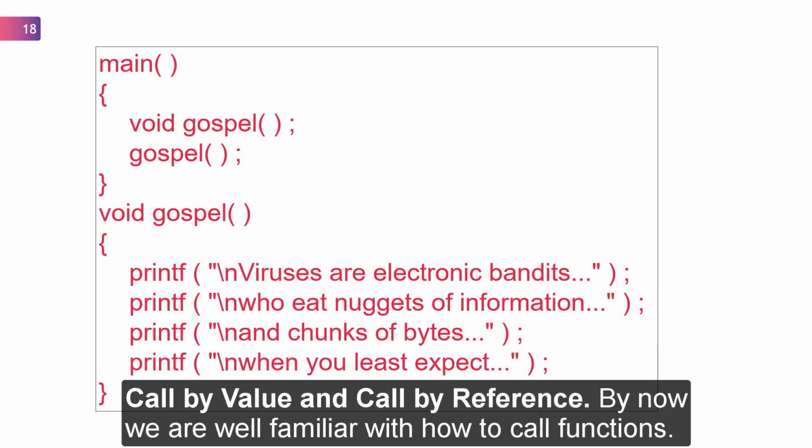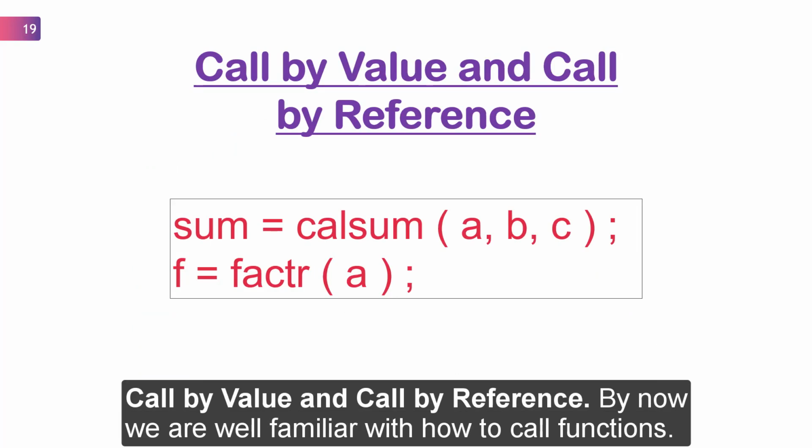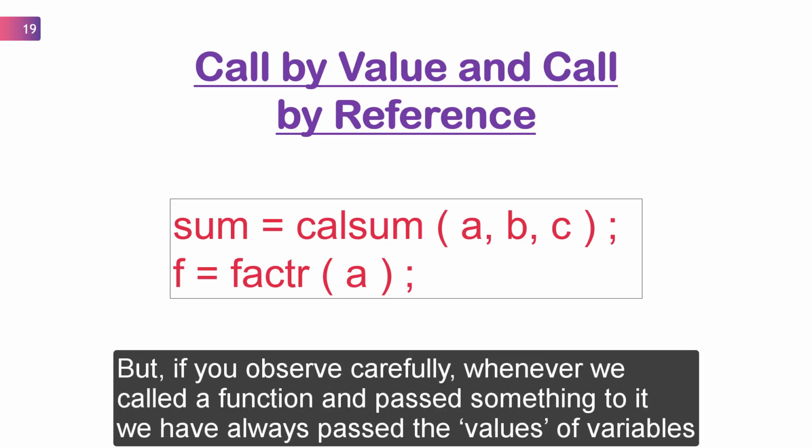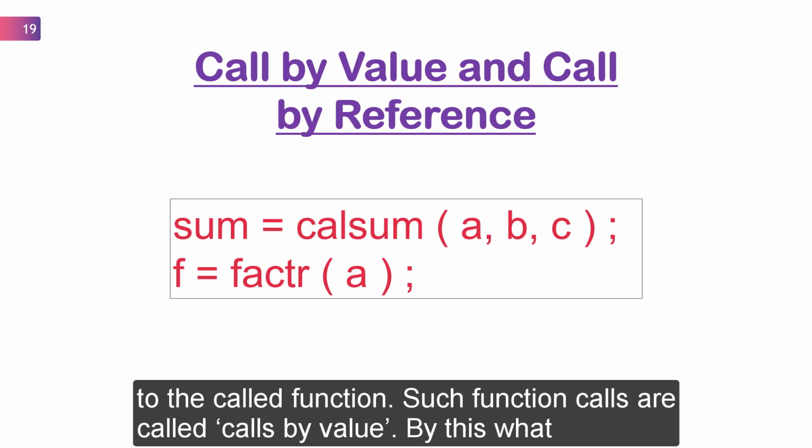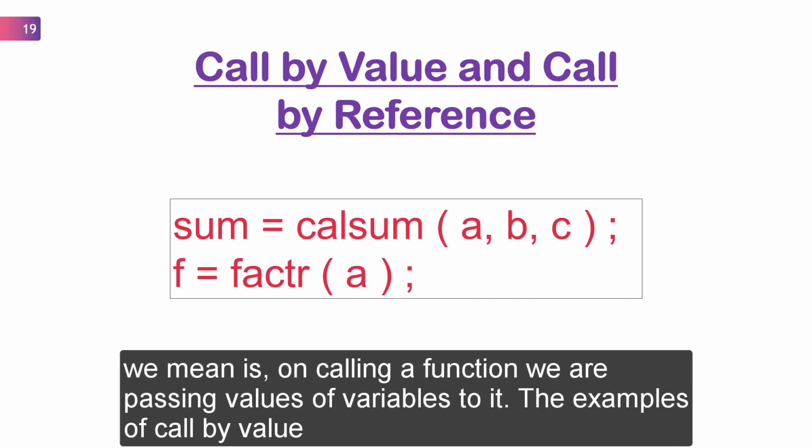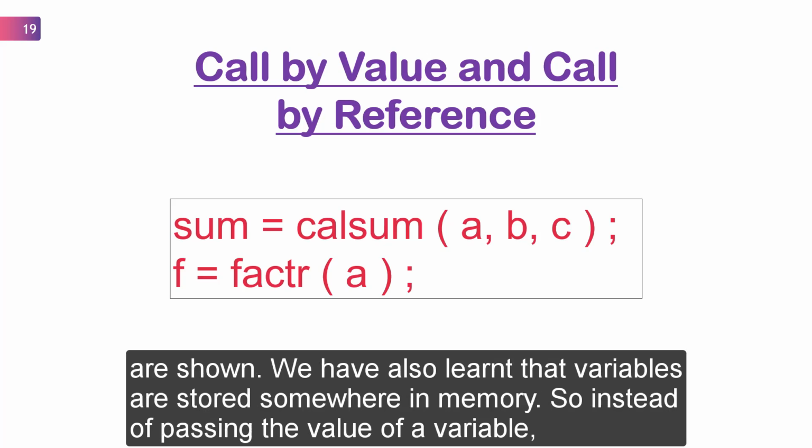Coming to call by value and call by reference. By now, we are well familiar with how to call functions. But if you observe carefully, whenever we call a function and pass something to it, we have always passed the values of variables to the called function. Such function calls are called call by value. By this, what we mean is, on calling a function, we are passing values of variables to it. Examples of call by value are shown.